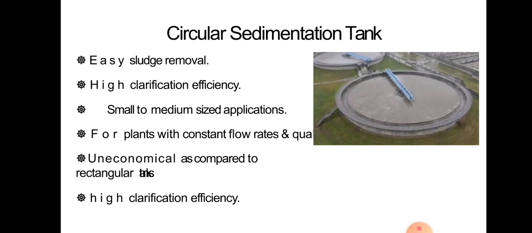Now here you can see in the figure, this is a circular sedimentation tank. Here again the removal of sludge is very easy, and also the clarification efficiency is higher when it comes to a circular sedimentation tank. And this is mainly used for applications where the size of the plant is comparatively lesser, and this is uneconomical when you compare to a rectangular tank. But the only advantage is that the clarification efficiency is higher in the case of a circular sedimentation tank.